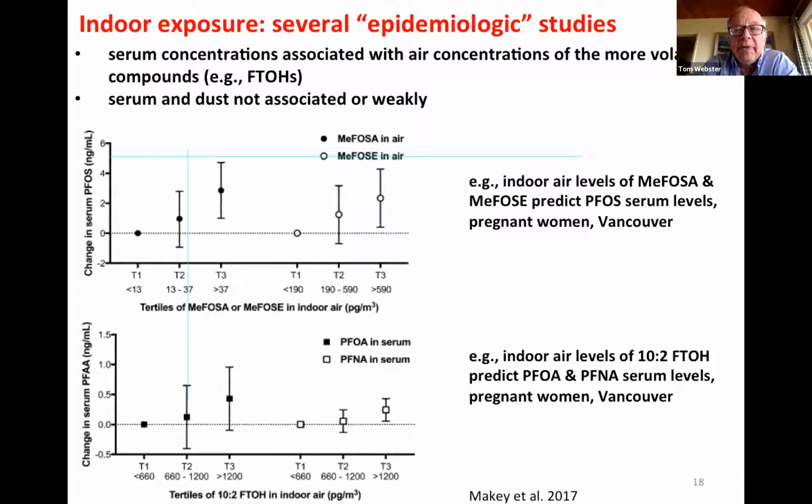So as an example, the kind of data that we found, changes in serum PFAS level in people's blood compared to these PAPs and diPAPs. These are so-called precursors. So they degrade into PFAS and they get these nice relationships. This is from pregnant women in Vancouver. And then again, from the same study, we found that levels of PFOA and PFNA in serum were related to tertiles of one of the fluorotelomer alcohols.